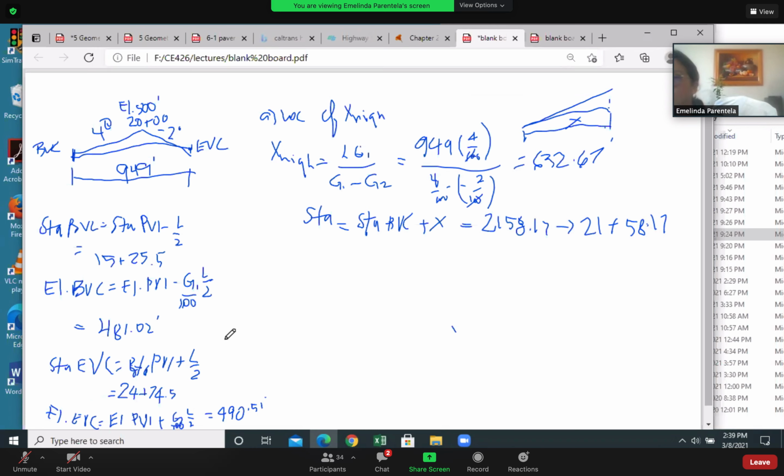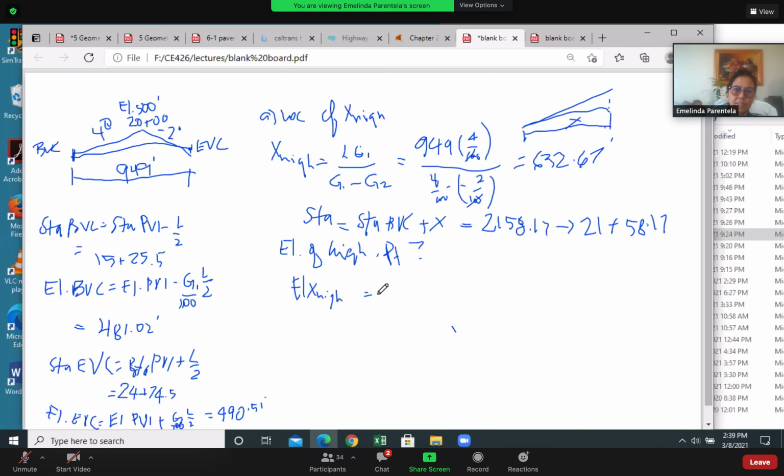Okay. So, is there any question on this, the highest point? So again, just use this expression to determine the location of the highest point. Now, the next question is the elevation of the highest point. So what's the elevation of the highest point? Or I'll just call it LX high, the elevation of that point.